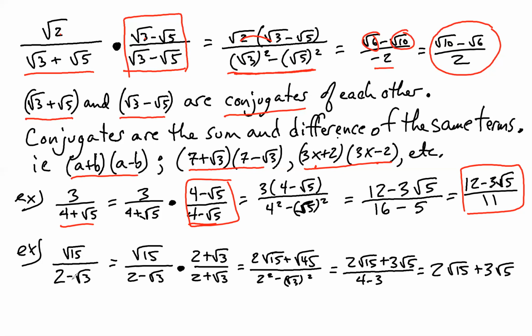Over here, I had radical 15 over 2 minus radical 3. We're going to multiply it by 1 using the conjugate. We end up with 4 minus 3 in our denominator, which is 1. Upstairs, I have 2 radical 15 plus radical 45. Well, 45 is 9 times 5, so we're going to pull that perfect square factor out. Square root of 9 is 3. So we end up with 2 radical 15 plus 3 radical 5. Don't forget my denominator was 1.